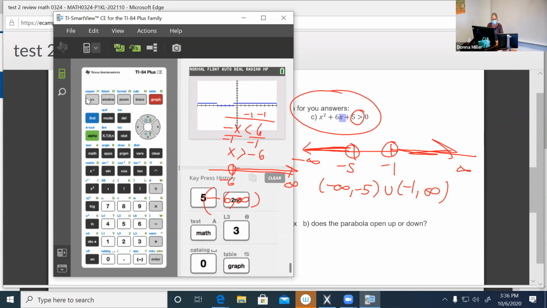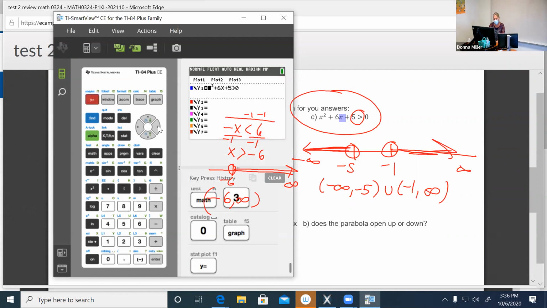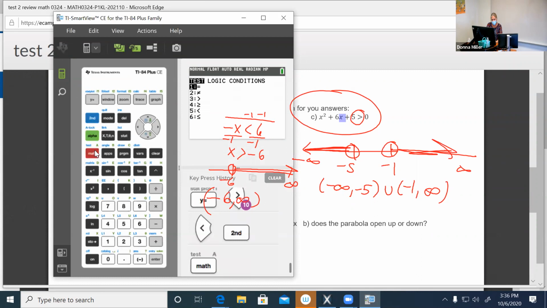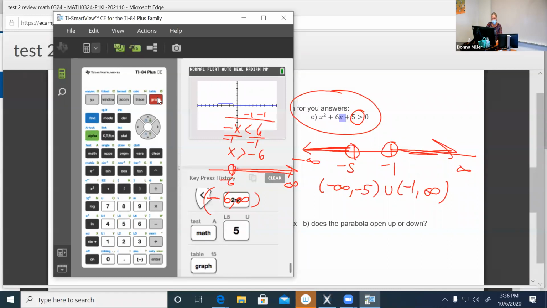Now, if I flip this around just to show you what that looks like. Let's say I want to know where it was less than 0. So I'm going to flip this to a less than. All right, you see it's between negative 5 and negative 1, so that only has 1 region. Okay? So you can see 2 versus 1.